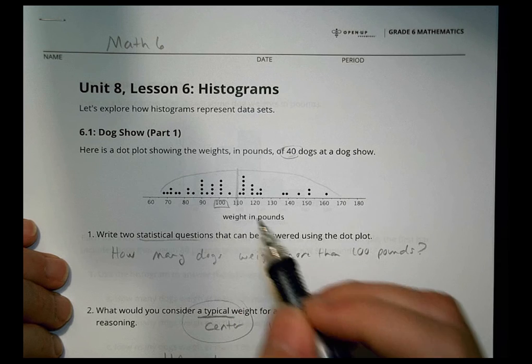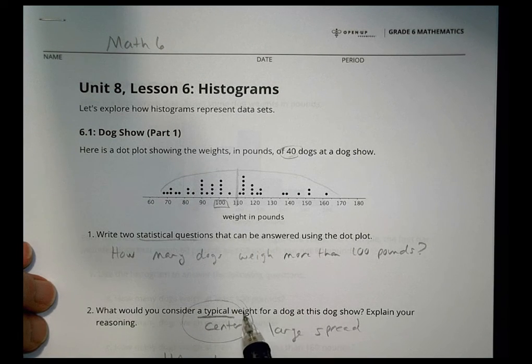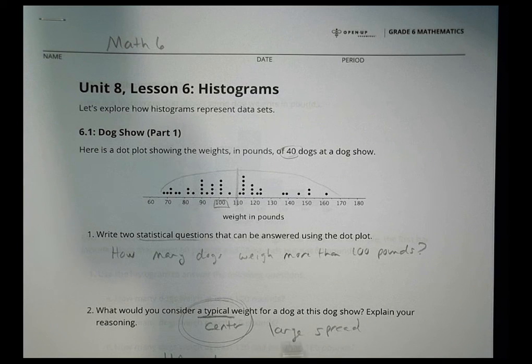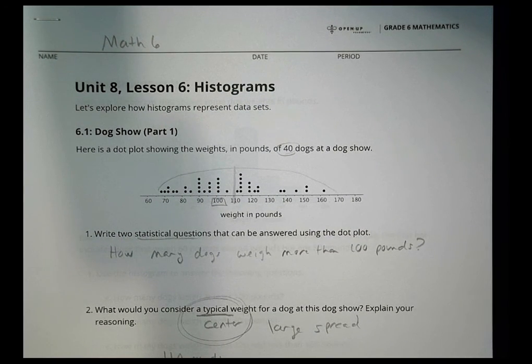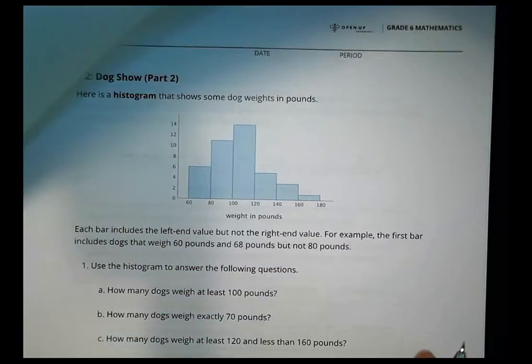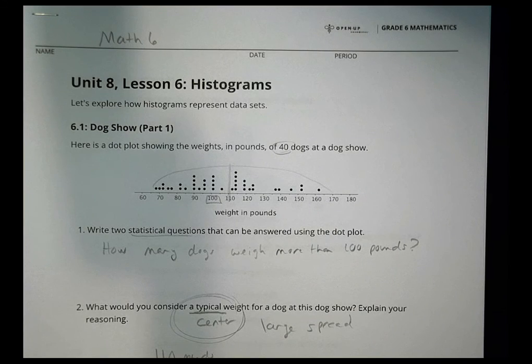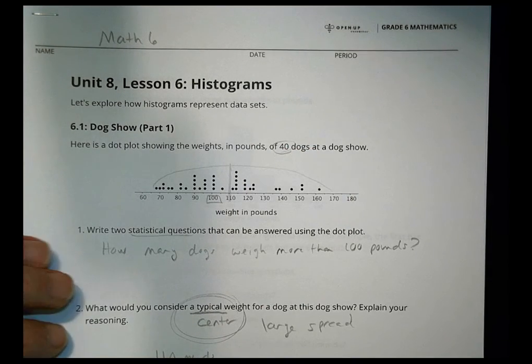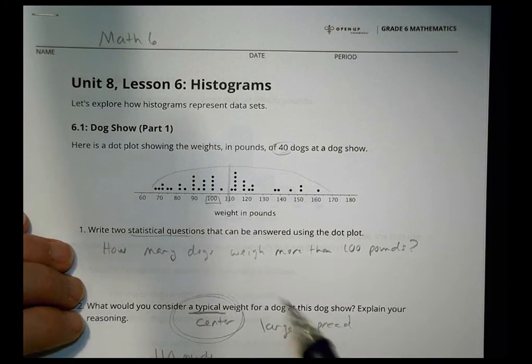So anywhere in that range is going to be an acceptable answer, because again, you get to decide what you want to call the typical weight, and that's based upon what you're noticing there. Okay, so somewhere between 100 and 110 pounds is probably a pretty typical weight there. So with a dot plot, it's kind of hard to say exactly, or you can say exactly, but it's hard to estimate. There's just so many values there.